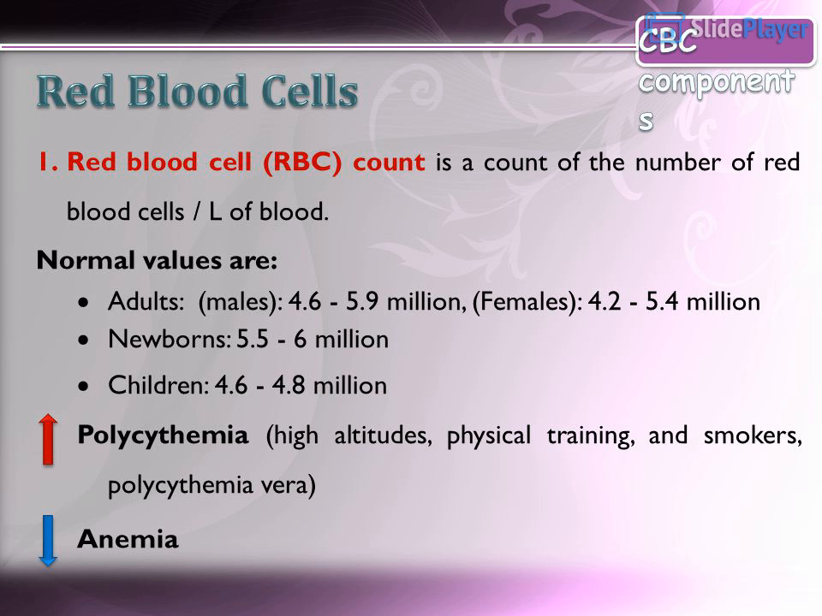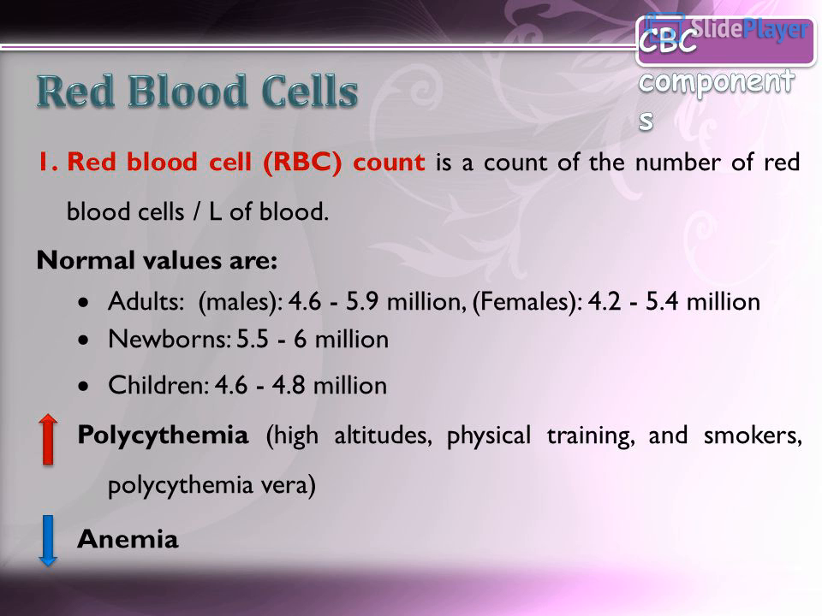Red blood cells, CBC components. Red blood cell, RBC, count is a count of the number of red blood cells per liter of blood. Normal values are: adults, males, 4.6 to 5.9 million, females, 4.2 to 5.4 million. Newborns, 5.5 to 6 million.